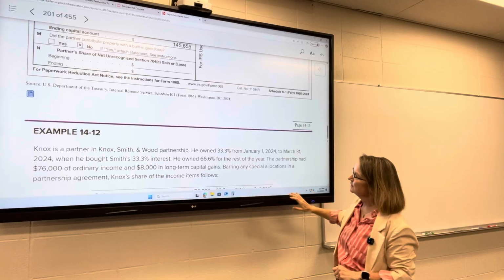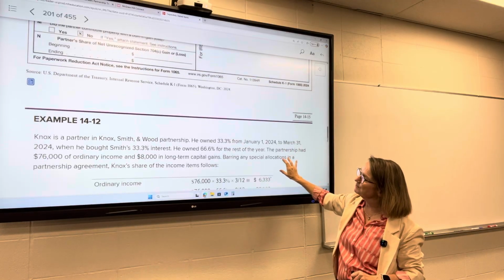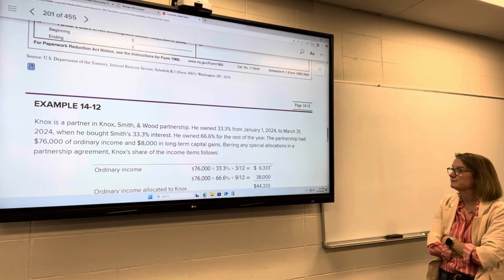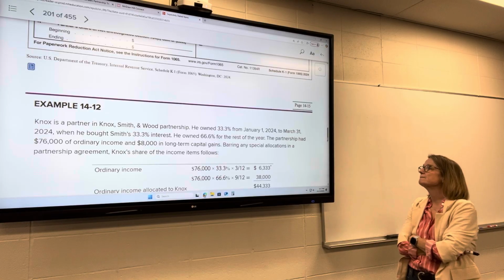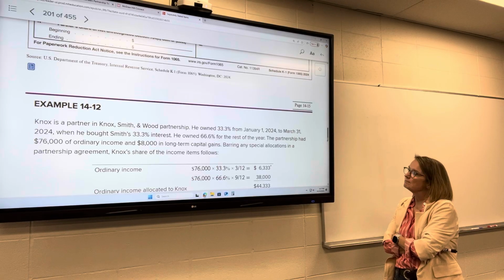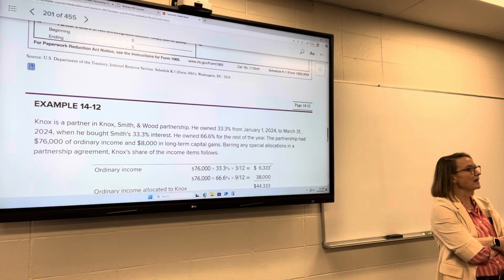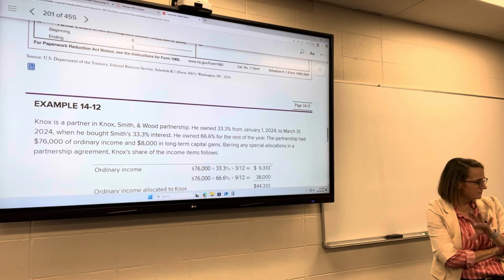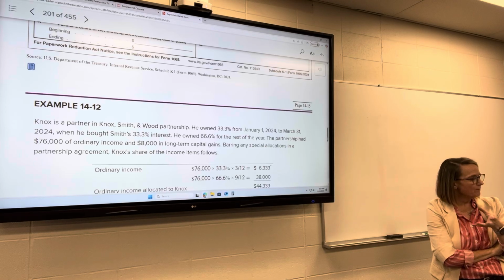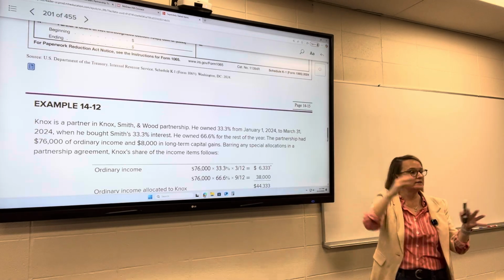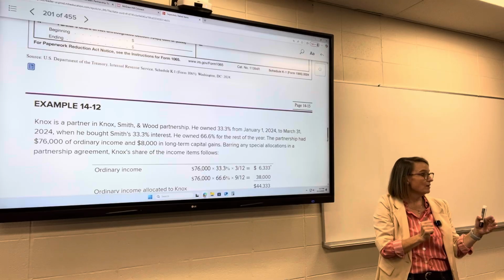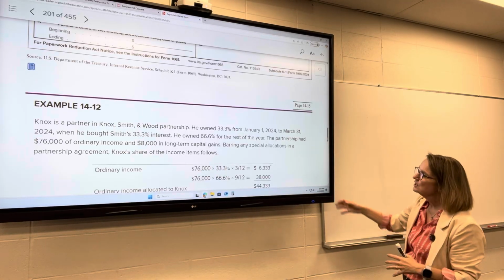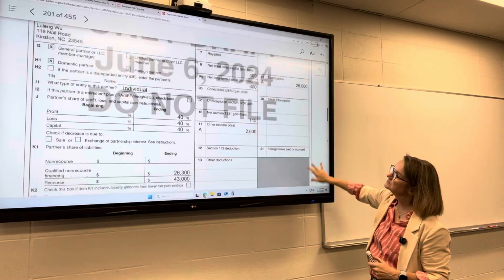Let's see here. So here's an example. We've got Knox as a partner in Knox Smith & Wood partnership. He owned 33.3% from January 1st to March 31st. So this is when we've got a partner that exits during the year or enters during the year. What shows up on their K1 is going to be apportioned for the amount of the year that they actually had ownership.